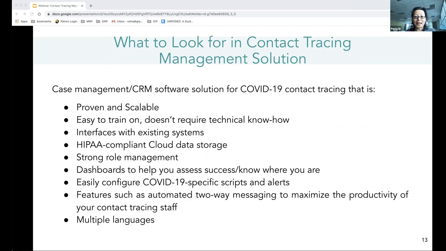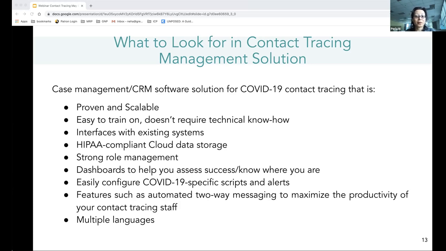In terms of technology, you're looking for something that is proven and scalable. So not a brand new technology, but something that already exists and has a successful track record. You want something that is easy to train on and does not require technical know-how. There's a lot of software out there that is rather difficult to use, and I can tell you from the experience of training community organizations and doing even census outreach, some of the software products they were using was not easy for their newly hired staff to learn, and it took weeks for their staff to learn.